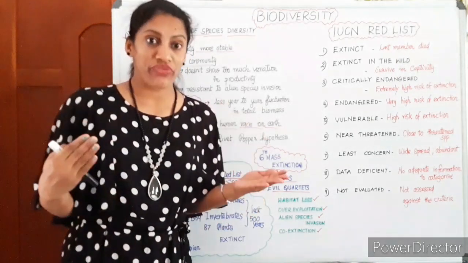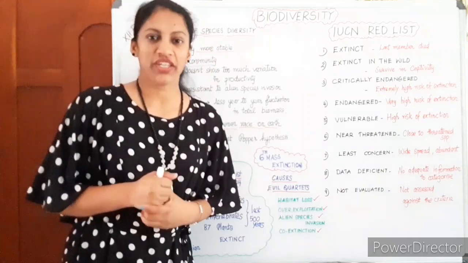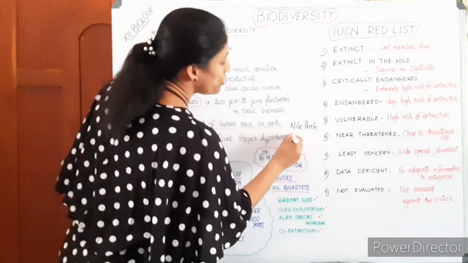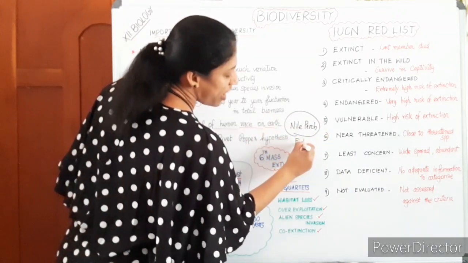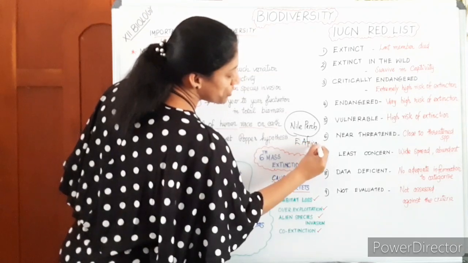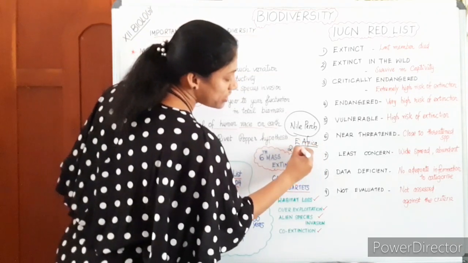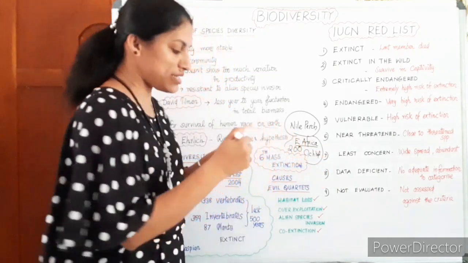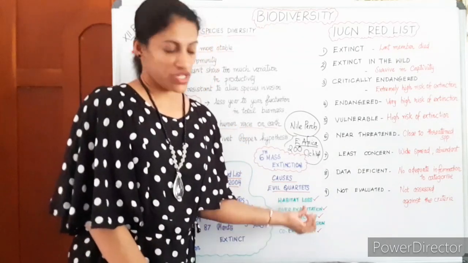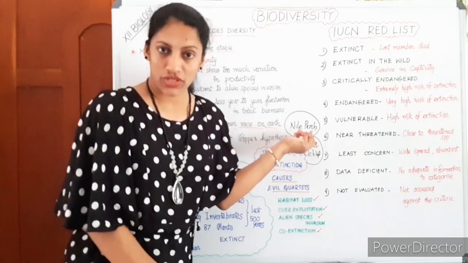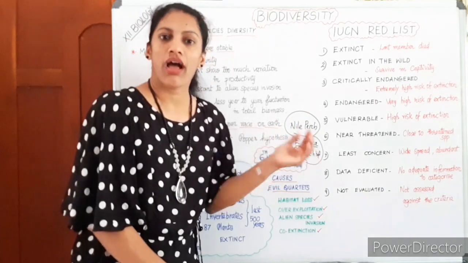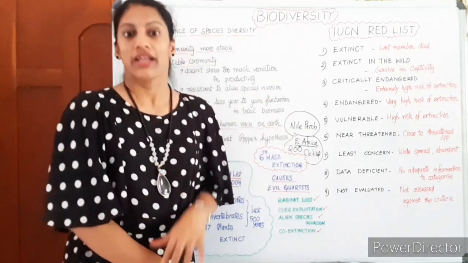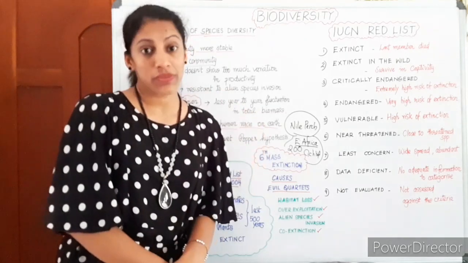In order to understand the severity of alien species invasion, you have an example given in your textbook. The introduction of Nile perch to Lake Victoria of East Africa has led to the extinction of 200 species of small cichlid fishes. The invasion of the alien species Nile perch to Lake Victoria led to the extinction of 200 different species of cichlid fishes. That much great the impact of alien species can become.